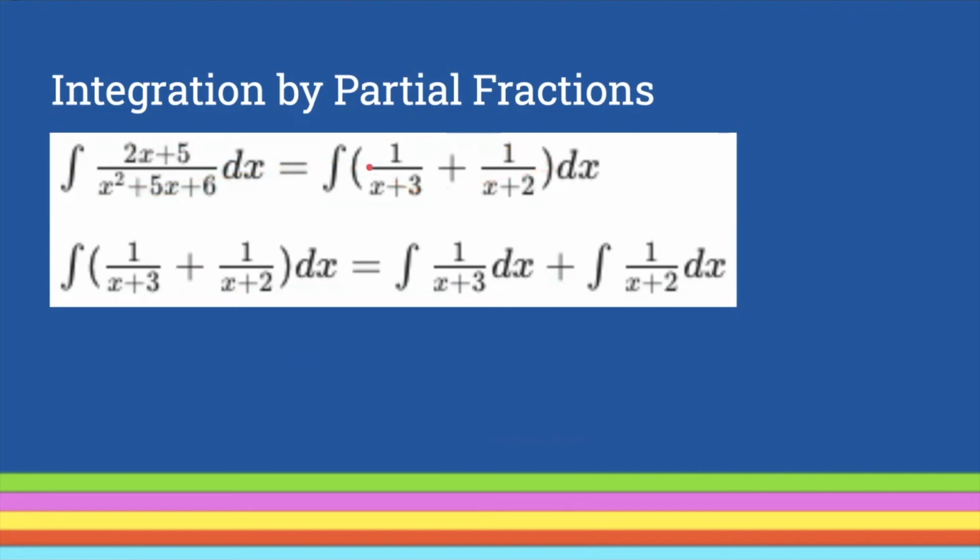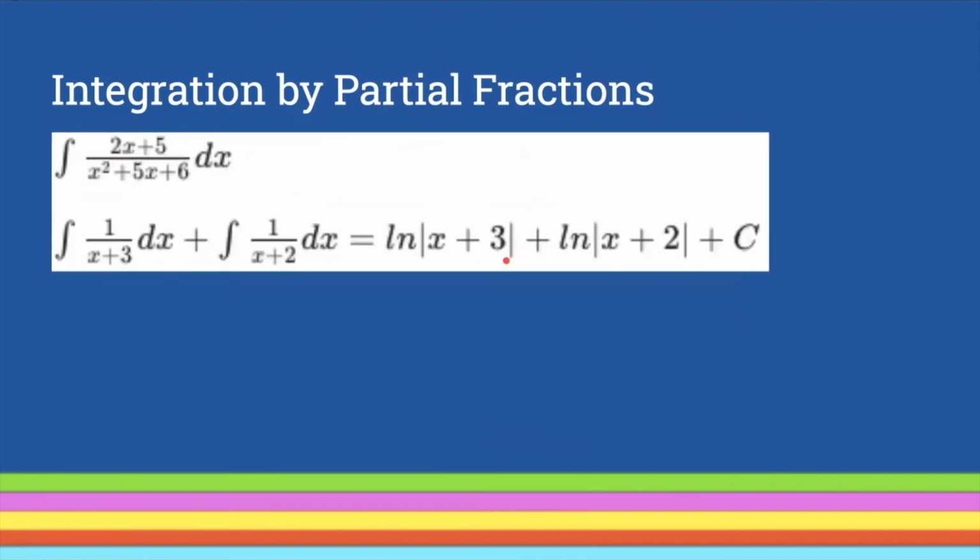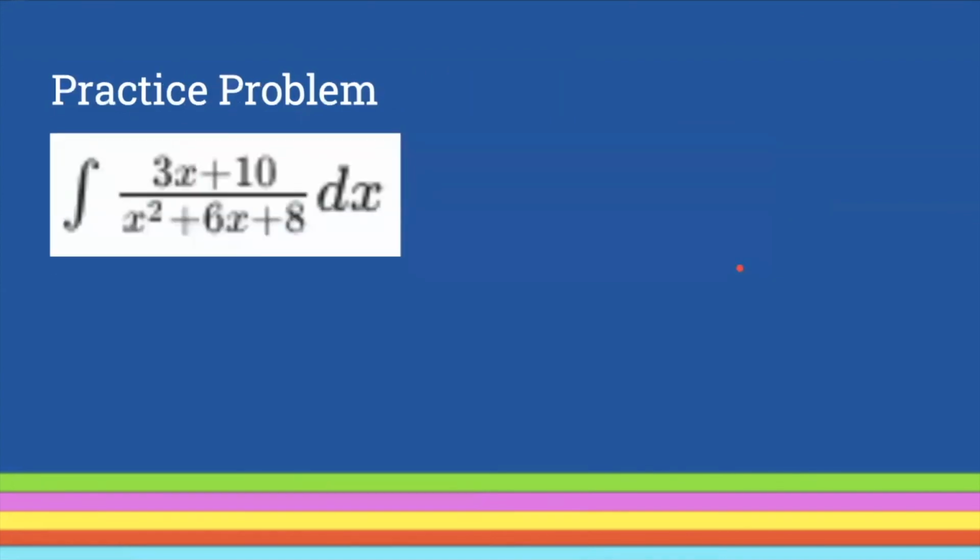So this integral right over here is a lot simpler. You can just take the integral of each term, and then using the fact from u-substitution, you can solve for these integrals and get ln of the absolute value of x plus 3 plus ln of the absolute value of x plus 2 plus c as your final answer. So now, if you want, go ahead and try this practice problem by yourself.